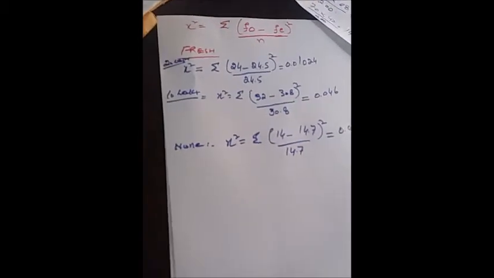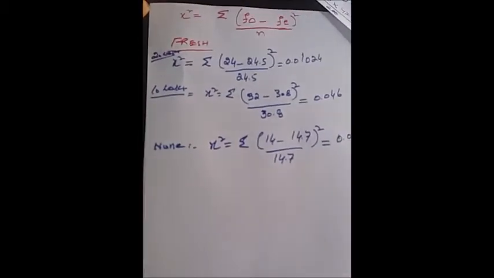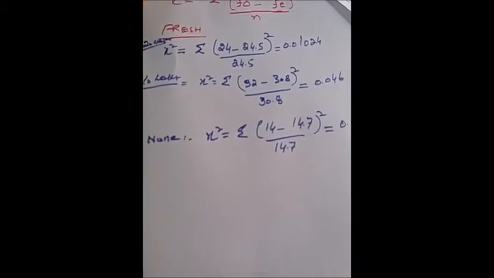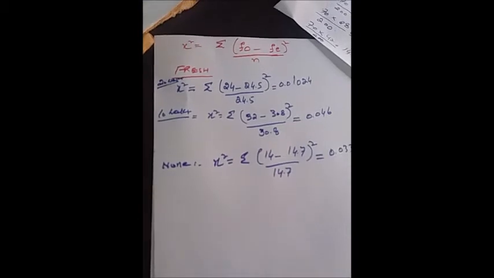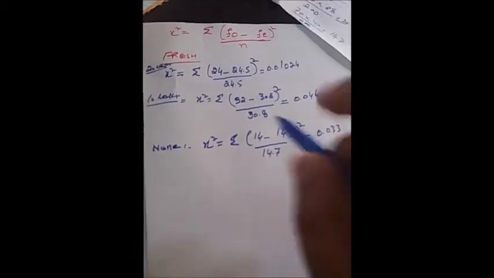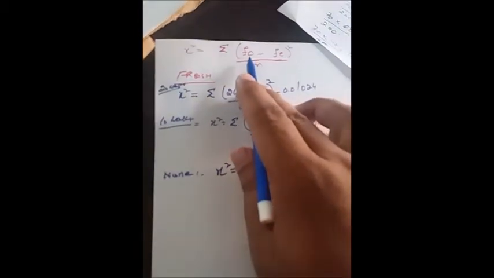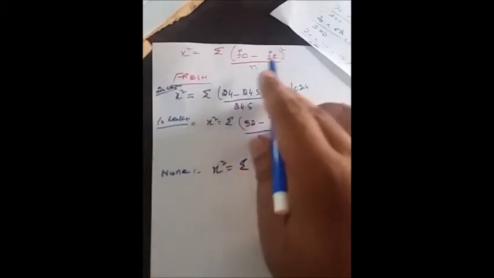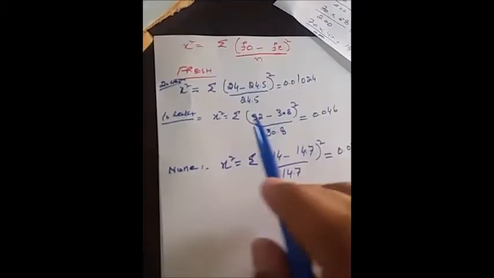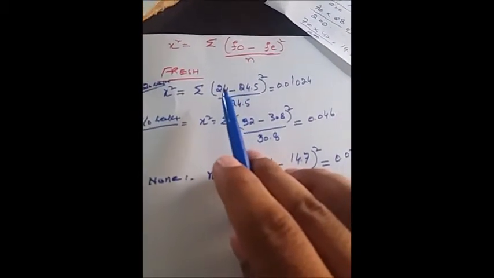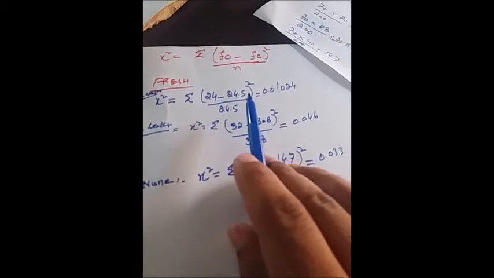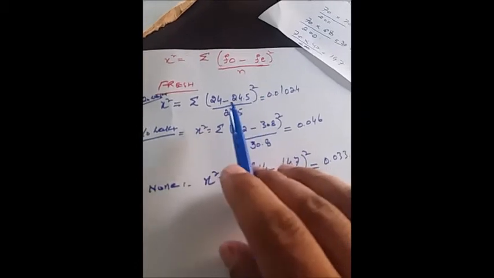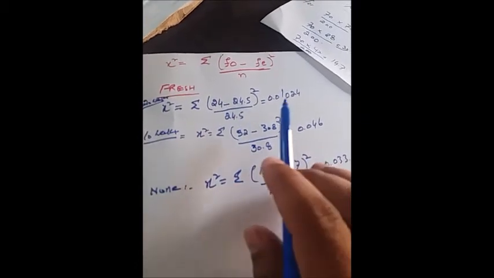So this is obtained from the fresh students. According to the formula, observed frequency minus expected frequency whole square divided by expected frequency. So observed frequency for fresh candidates is 24, expected for fresh candidates is 24.5, whole square divided by expected 24.5. These are the results.